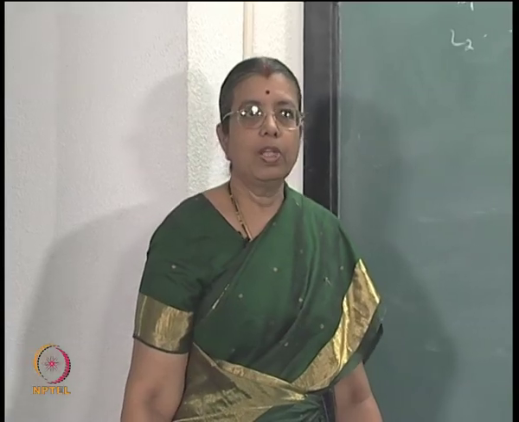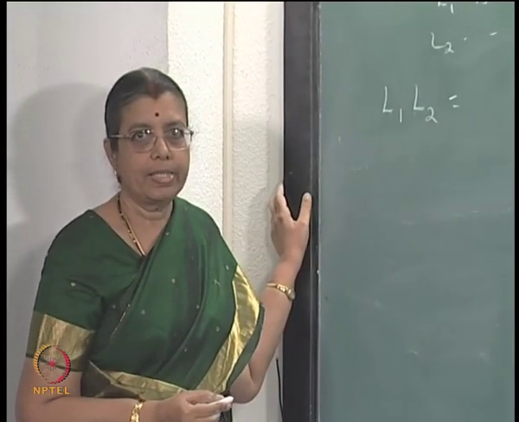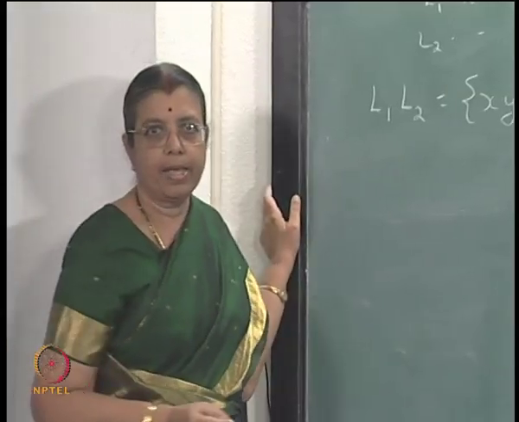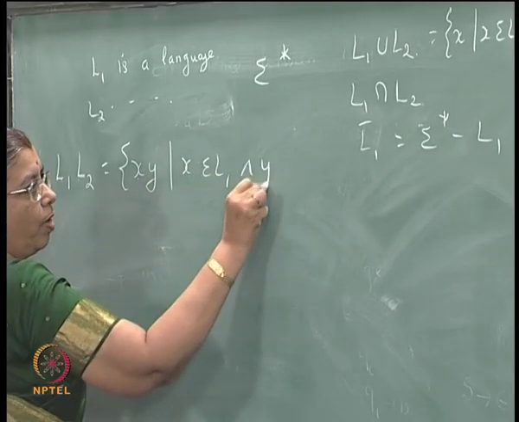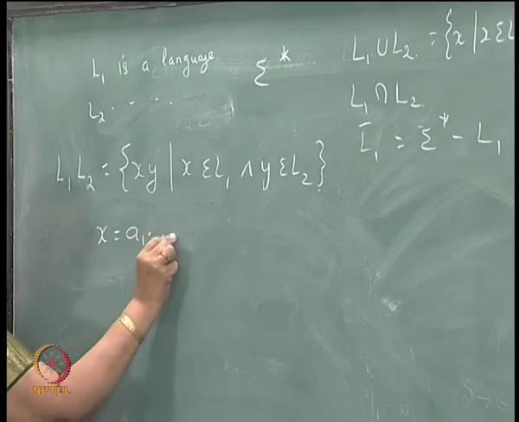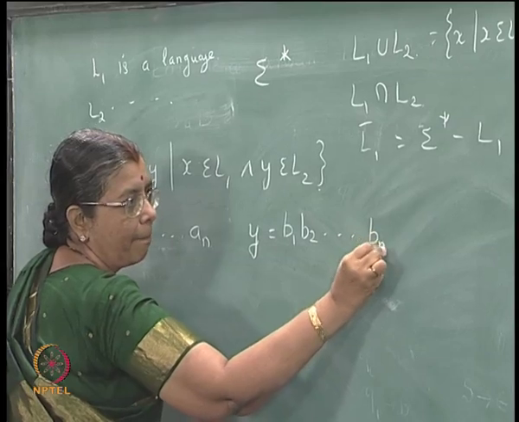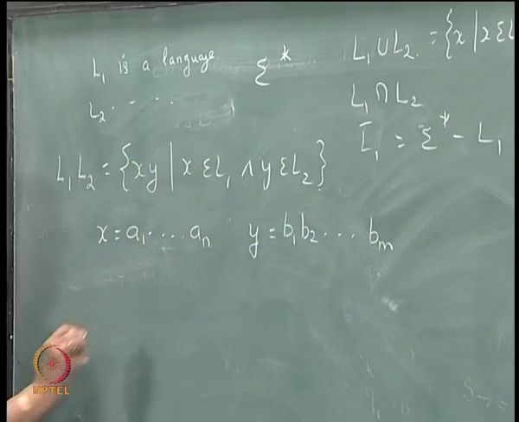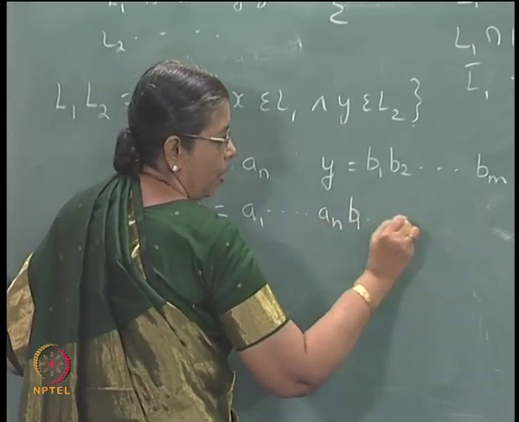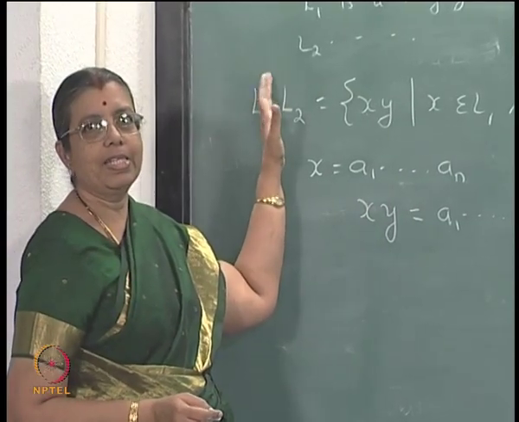Apart from that, if you remember, we also defined something else earlier. L1 L2, the concatenation of L1 and L2, what is this? This is a set of strings of the form xy, x concatenated with y, where x belongs to L1 and y belongs to L2. What is the concatenation? If x is equal to A1, A2, An and y is equal to B1, B2, Bm, these are two strings, then the concatenation of x and y is denoted as xy, and that is A1, A2, An, B1, B2, Bm. This is a concatenation of two strings. For languages it is defined like this.